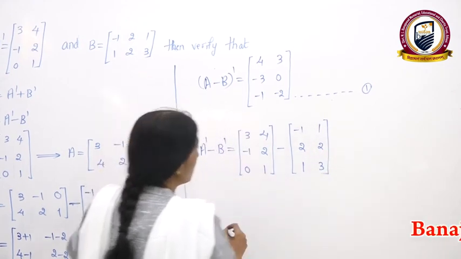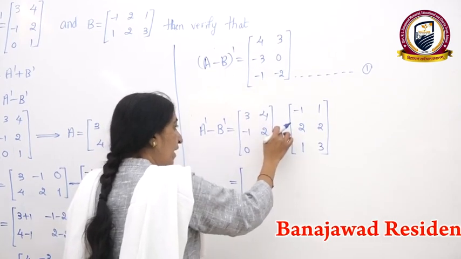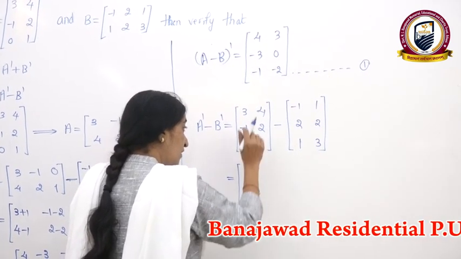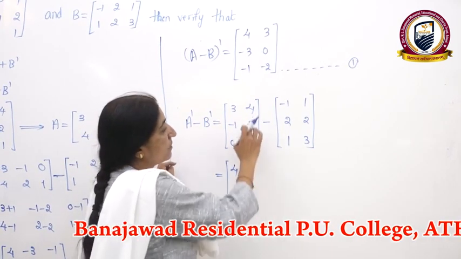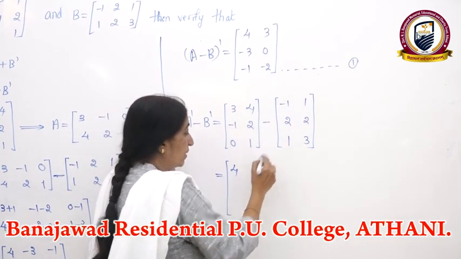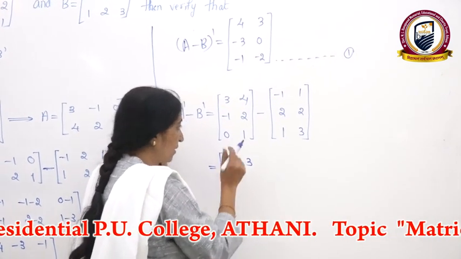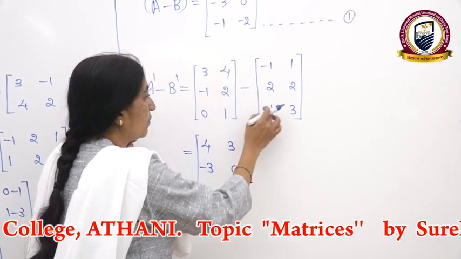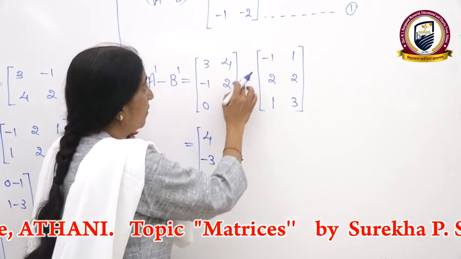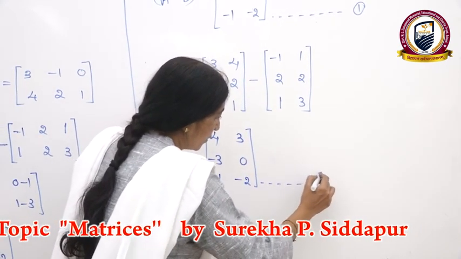Then go for the subtraction. 3 as it is. Here minus into minus becomes plus, 3 plus 1, that is 4. Now students see the next. 4 minus 1, 3. Minus 1 minus 2, minus 3. 2 minus 2, 0. 0 minus 1, minus 1. 1 minus 3, minus 2. And call it equation 2.